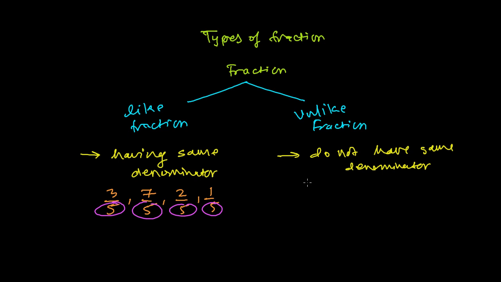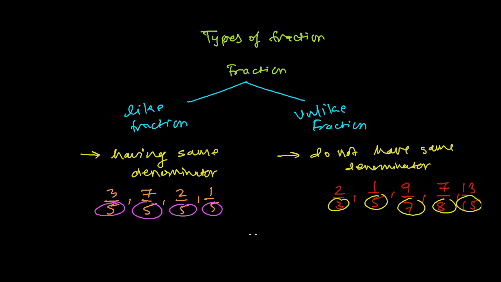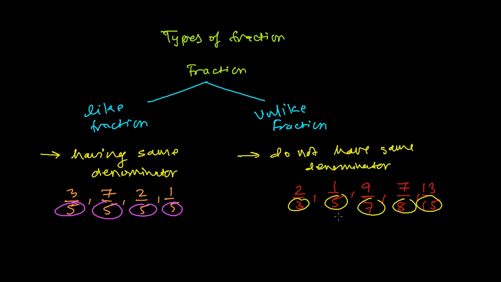But if you want to see unlike fractions, then it will be like 2 by 3, 1 by 5, 9 by 7, 7 by, let's say, 8, 13 over 15. So see here, the denominators are quite different everywhere. Here is 3, here is 5, here is 7, here is 8, here is 15. So you might be confused about why. It is very simple to differentiate like fractions and unlike fractions.